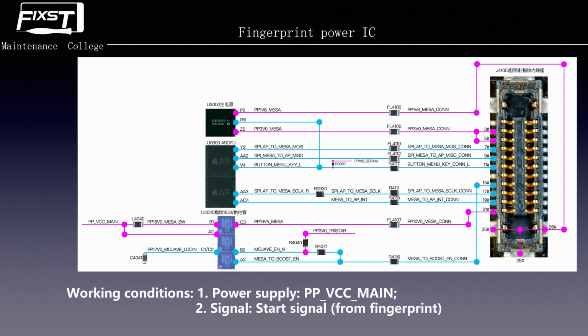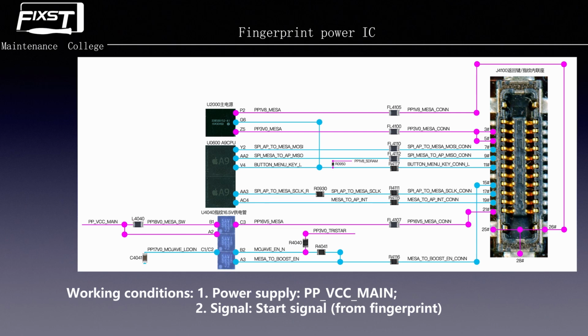Now we mainly talk about the fingerprint power IC, the J4014. The main function of this IC is to send the power to the fingerprint sensor when the fingerprint is recording. The fingerprint power IC also has two working conditions. One is power, the second is signal. This IC's power is from PP-VCC-MAIN, and it has only one signal. This signal is the start signal from the fingerprint.